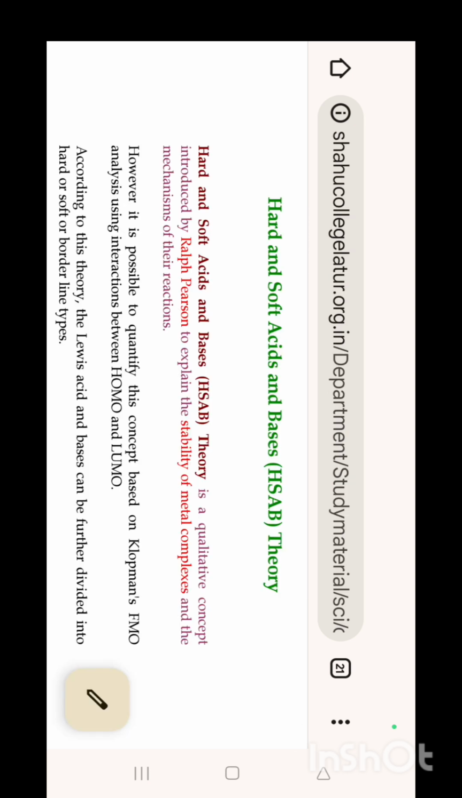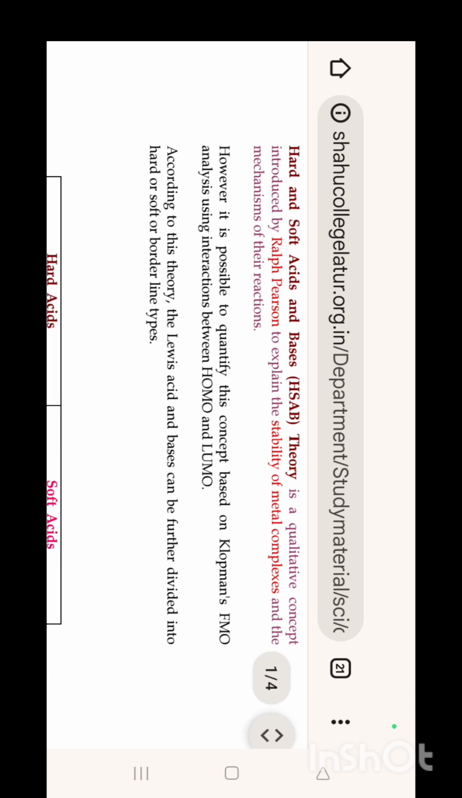Now we shall discuss the HSAB principle, that is, the hard and soft acid base theory. Hard and soft acid base theory is a qualitative concept introduced by Ralph Pearson to explain the stability of metal complexes and the mechanism of reactions. However, it is possible to quantify this concept based on Klopman's FMO analysis using the interaction between HOMO and LUMO. According to this theory, Lewis acids and bases can be further divided into hard, soft or borderline types.